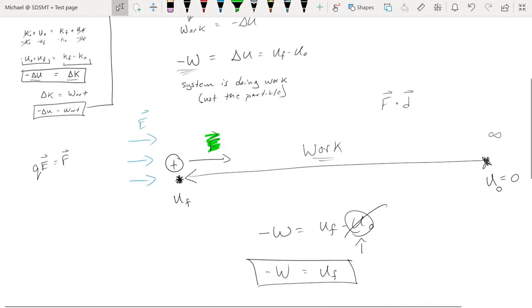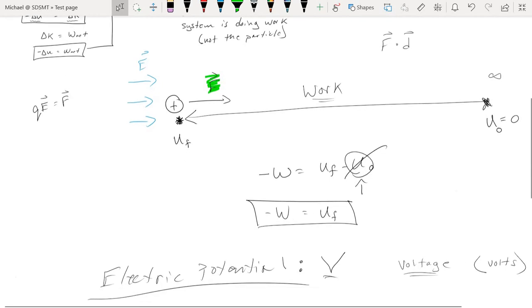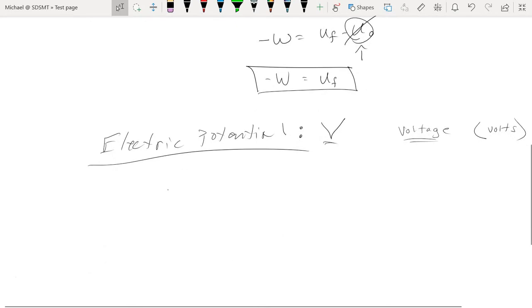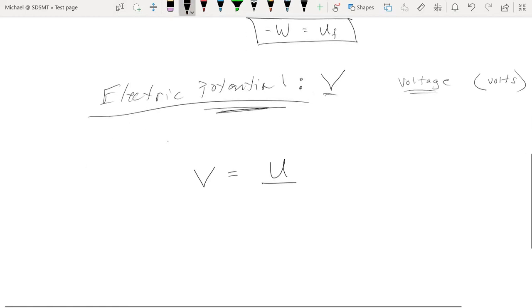So what would happen to our potential energy expression if we removed the charge? Well, I guess that would mean that there would no longer be a potential energy. There would just be a potential. So here's how we're going to define electric potential. Electric potential would be what you get if you take your potential energy and factor out the charge.